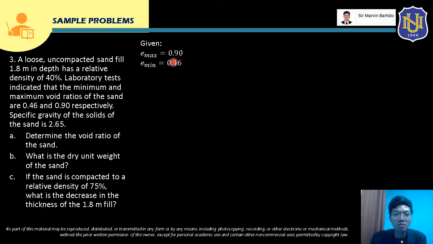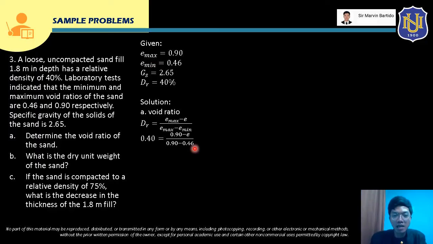Okay, so from here, class, our given, no, so we have E sub max, which is 0.90, and E sub min, which is 0.46. We also have specific gravity of the soil solid, which is 2.65. So, plus relative density is also given, that is 40%. Okay, so to solve for letter A, we are going to solve here the void ratio of the sand. Okay, so obviously we can directly solve the void ratio of the sand by using the relative density and Emax and E-min. Okay, so our Emax, class, is 0.90, E-min 0.46. And then, relative density is 40%, so this will be 0.40 here.